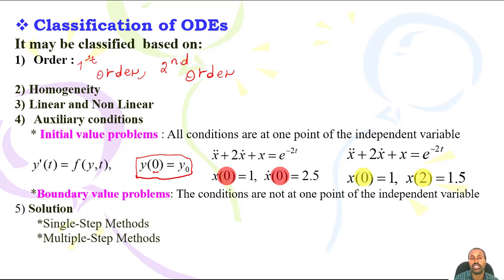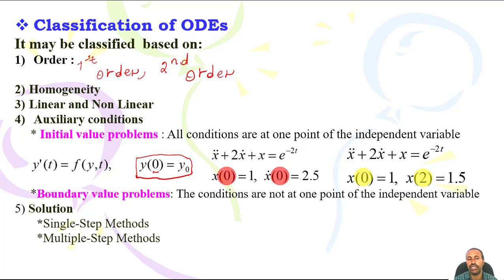So it could be x double dot, which is the second derivative, plus 2x prime, x dot, plus x is equal to e to the power of negative 2t. Then x of 0 is 1, x dot of 0 is 2.5. Then you can proceed like that. I think this is an important issue. We have initial and boundary value problems. Sometimes you may have values at the end points, and we can approximate or derive the equation. So the conditions are not at one point of the independent variable. So these are one classification of ordinary differential equations.